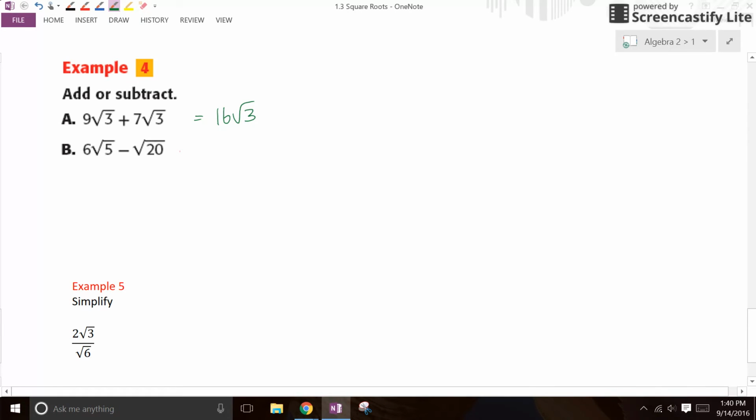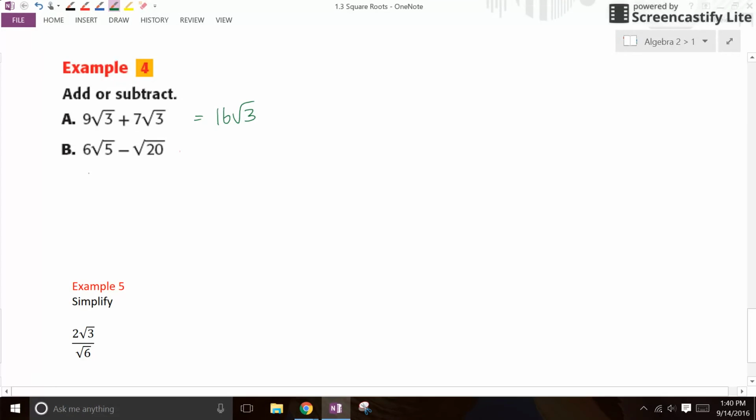Now look at B. Say root 5 is cows and root 20 is chickens. What's 6 cows minus a chicken? Nothing, right? They're not the same. I can't do anything. Oh, wait, maybe I can. And they just didn't clean it up.